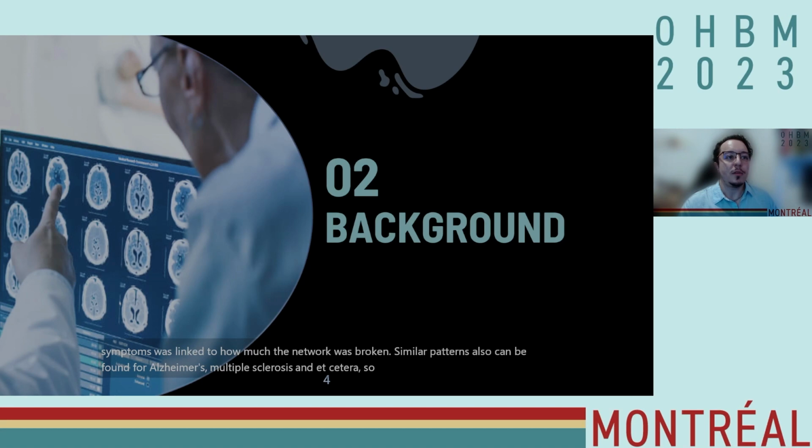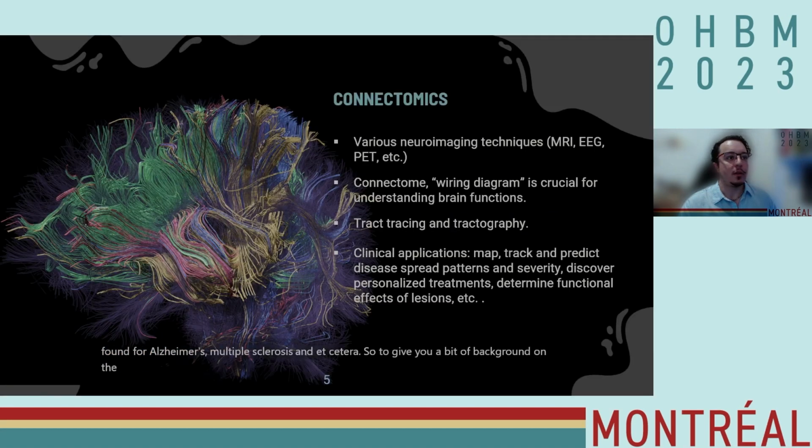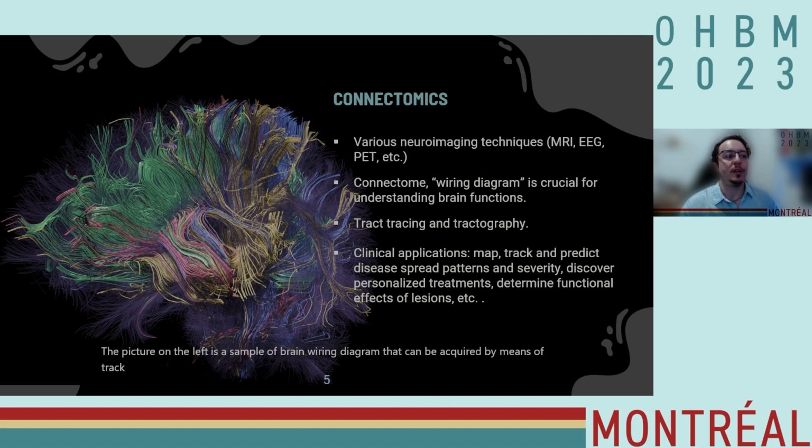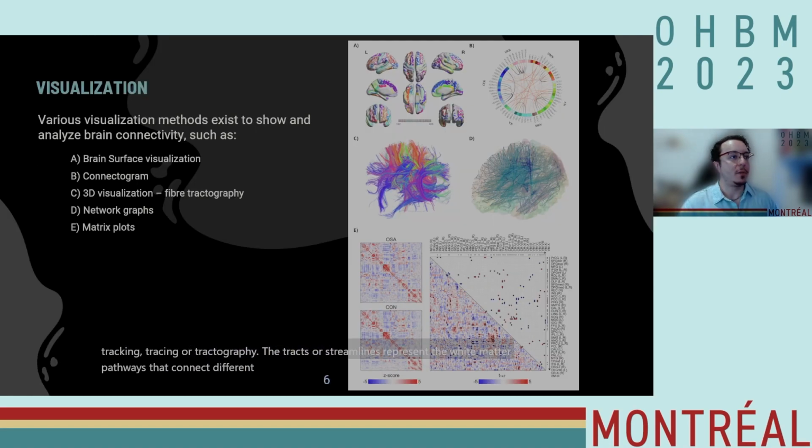So to give you a bit of background on the subject, the connectome, which refers to the wiring diagram of the brain, is a map of neuronal connections inside the brain. It is crucial to understand how the brain performs a wide range of cognitive and motor functions. The picture on the left is a sample of a brain wiring diagram that can be acquired by means of tract tracing or tractography. The tracts or streamlines represent the white matter pathways that connect different regions of the brain.